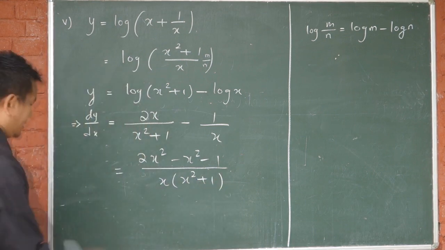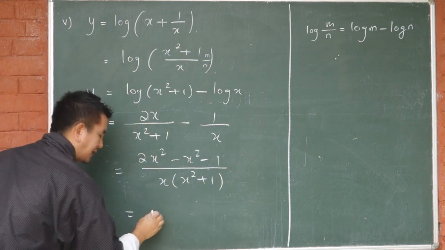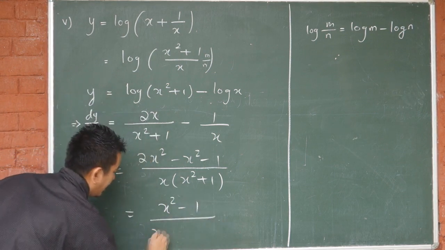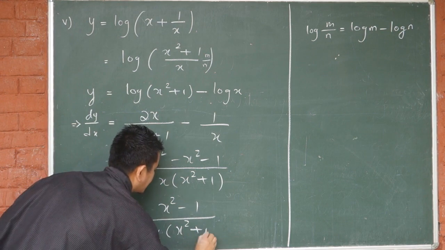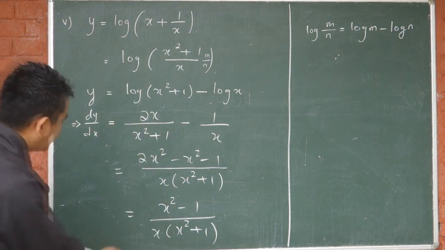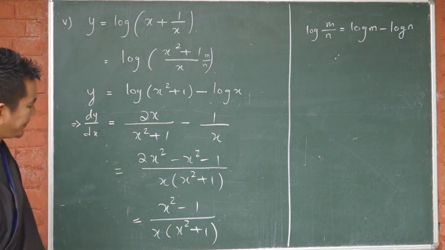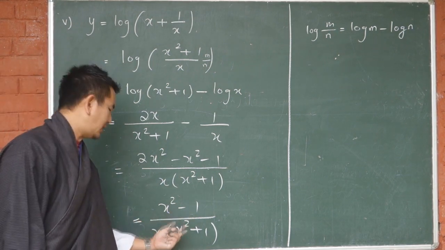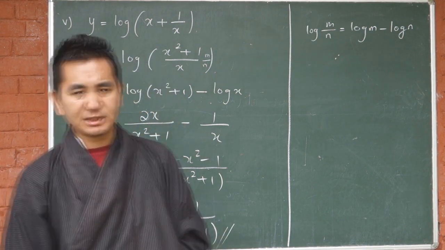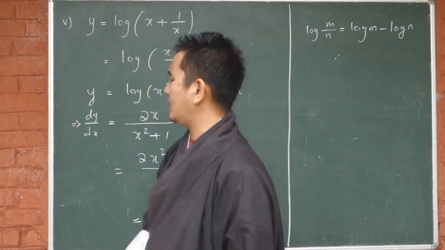Okay. So let's subtract. 2x square minus x square is x square minus 1, divided by x times x square plus 1. Any cancellation? Try to give the most simplified form of the answer. This is a square minus b square, here x plus 1, x minus 1, you can't do anything. So this will be the final answer. Okay. So next I will go to Roman number 6.